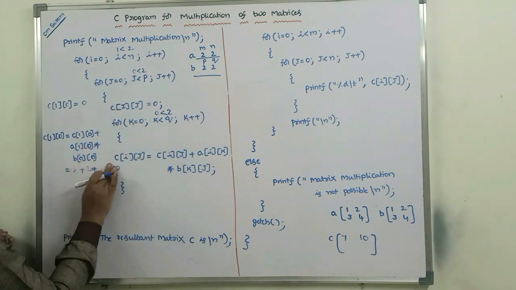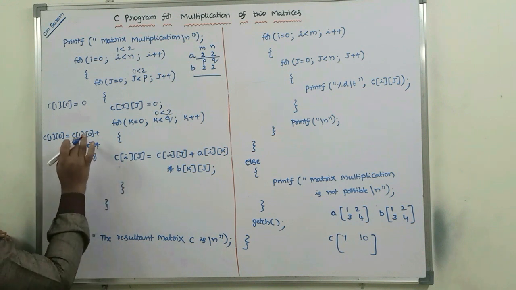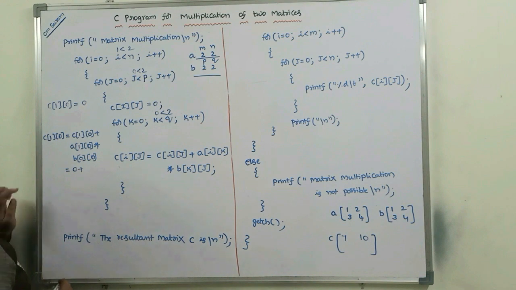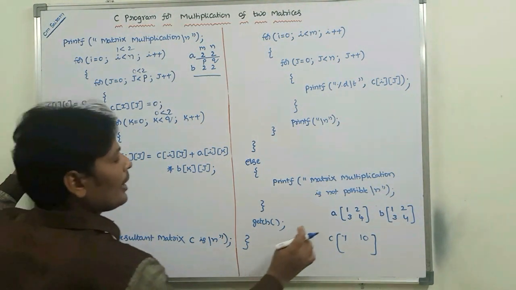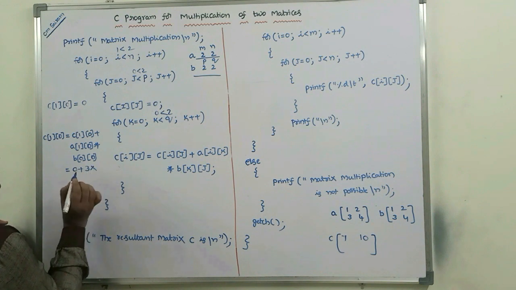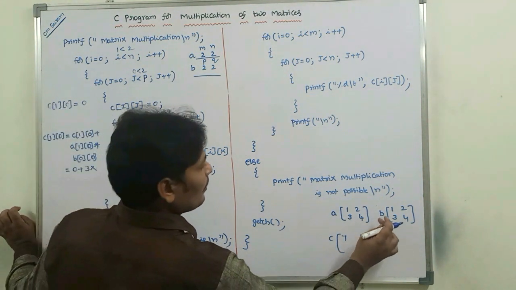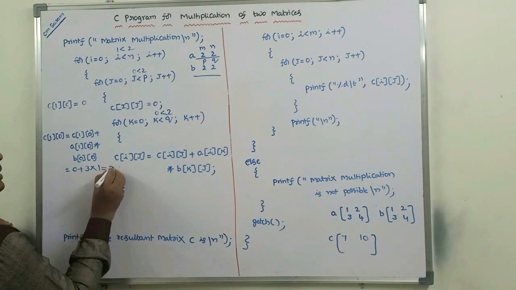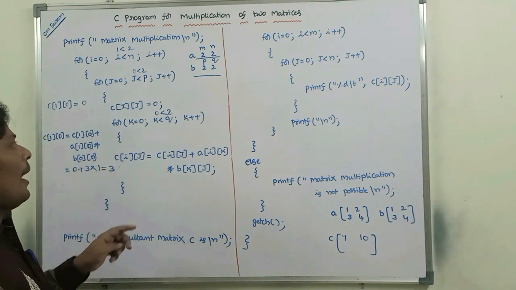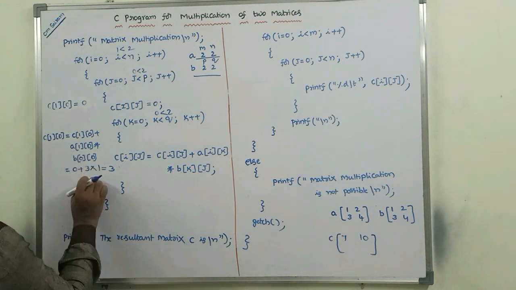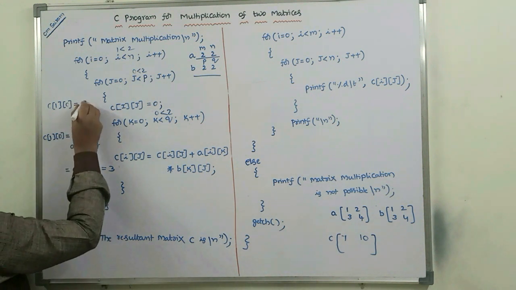Okay. So then what is the result we are getting? C of 1, 0 initially 0 plus A of 1, 0. A of 1, 0, what is the element there? 3 into B of 0, 0. B of 0, 0 element is 1. So 0 plus 3 into 1, that is equal to 3. After the first iteration, what is the result we are getting? That is 3. So 3 can be initialized.